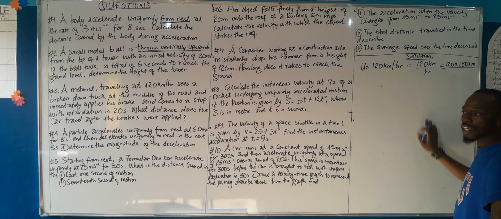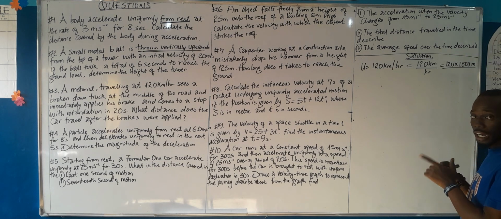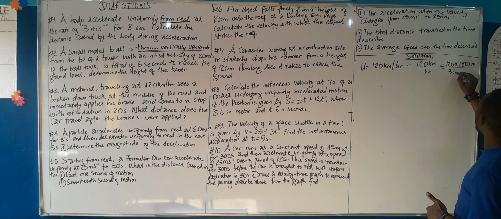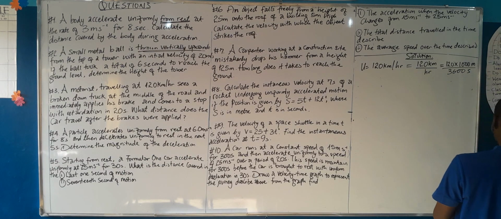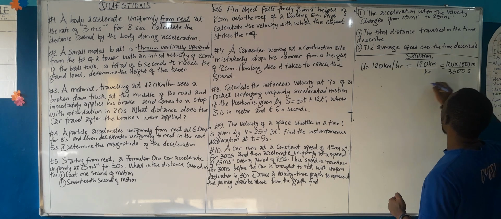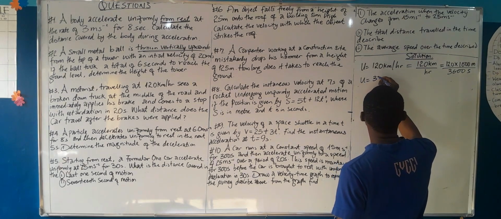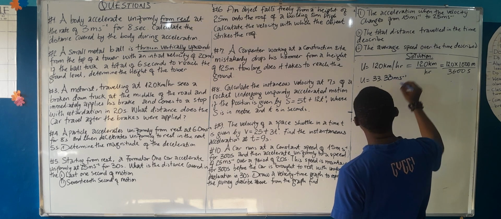Then I want to change to seconds. So how many seconds make 1 hour? 3,600 seconds make 1 hour. So this is 120 times 1,000 divided by 3,600. It gives me 33.33. So it means my U is 33.33 meters per second. Okay.